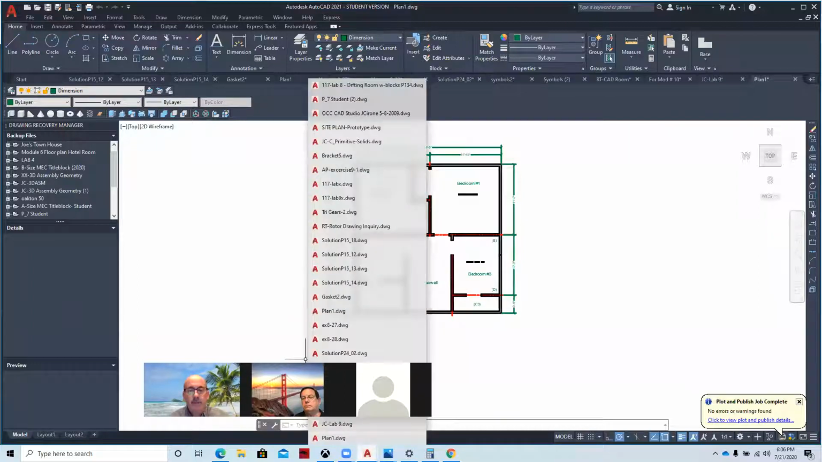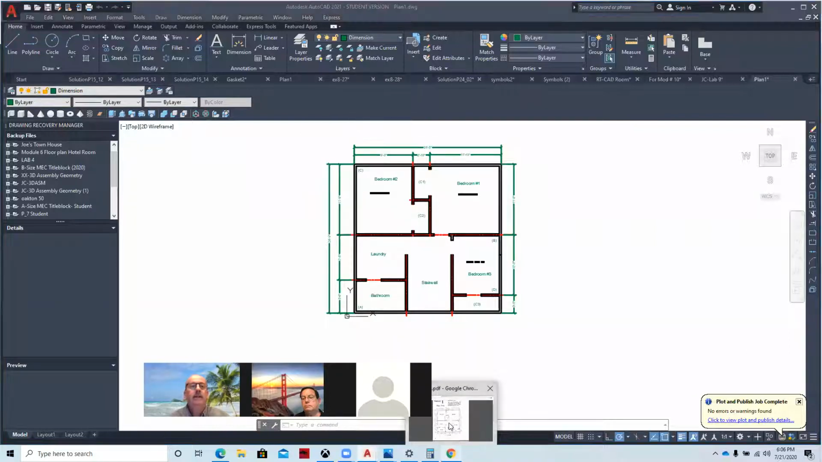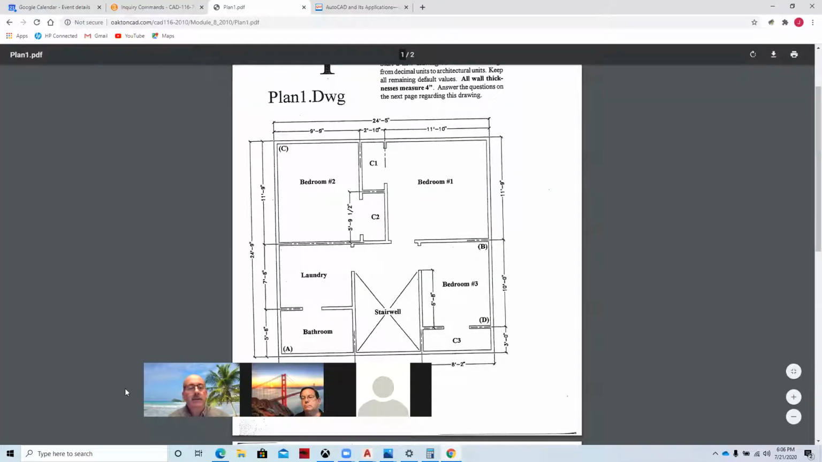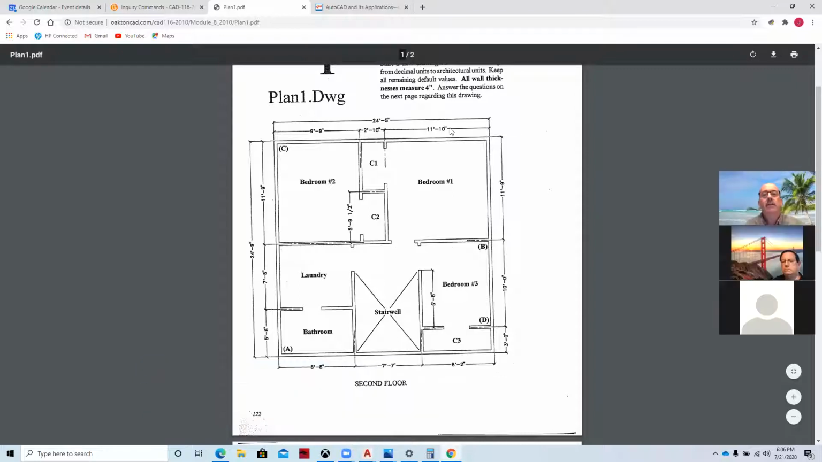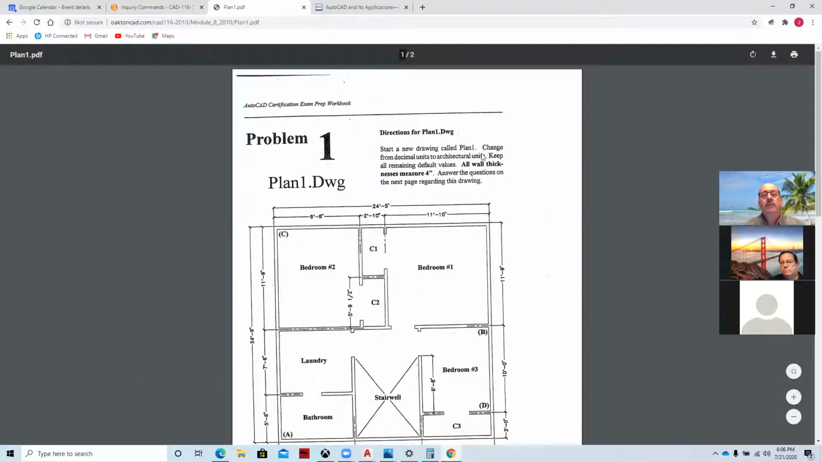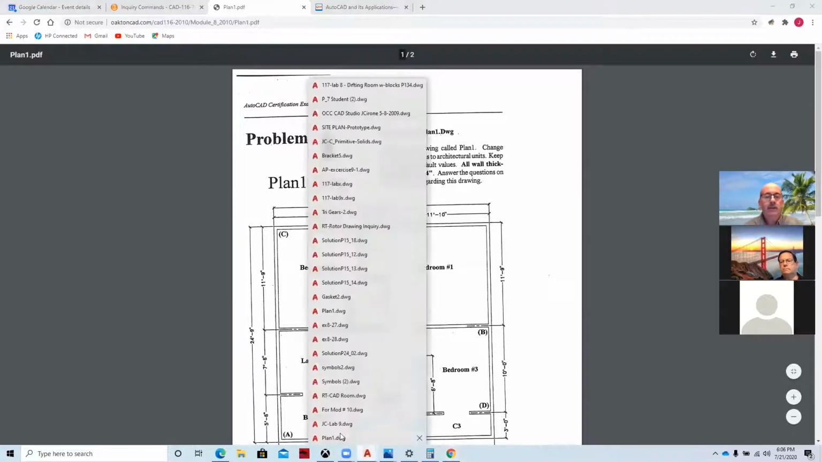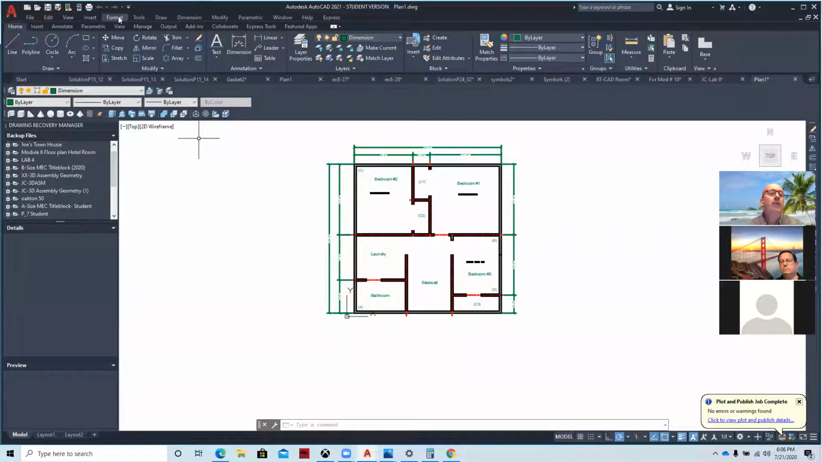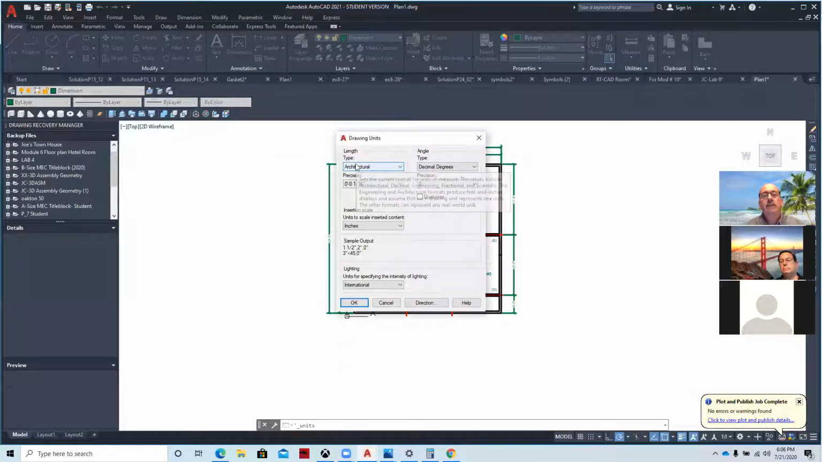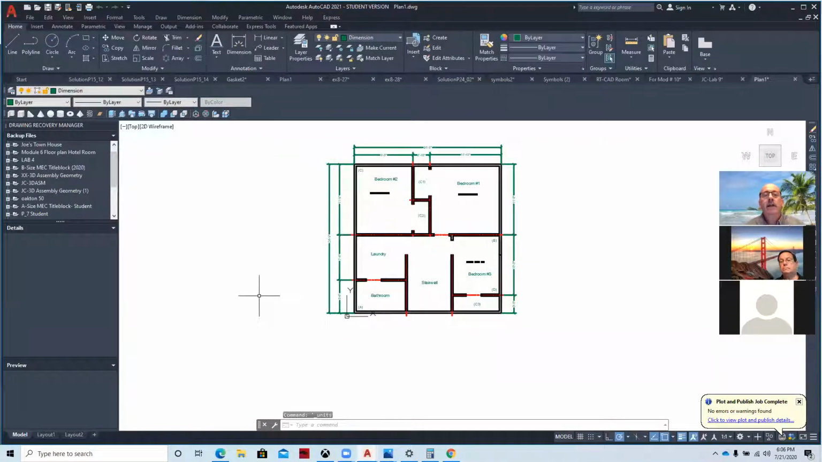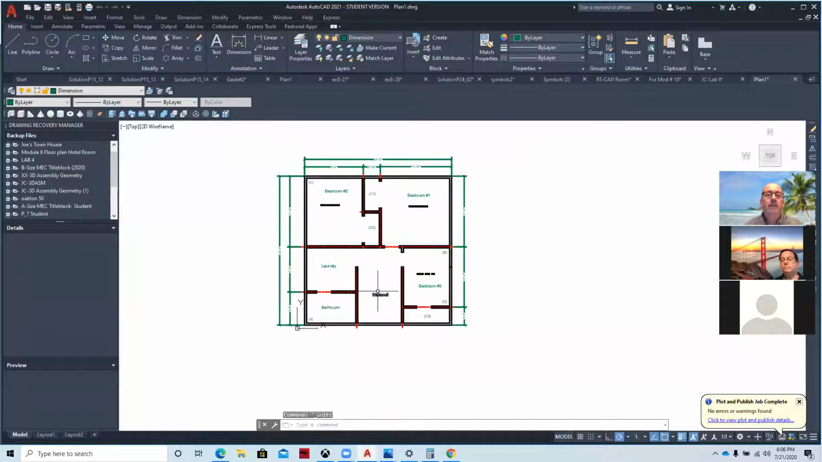This analysis problem is from an AutoCAD certification manual, which will show students how to work these problems. What we would do is start a blank drawing and set the units to architectural. So if I come back here to my plan one, Format, Units, you'd set that to architectural, and then you'd say okay.